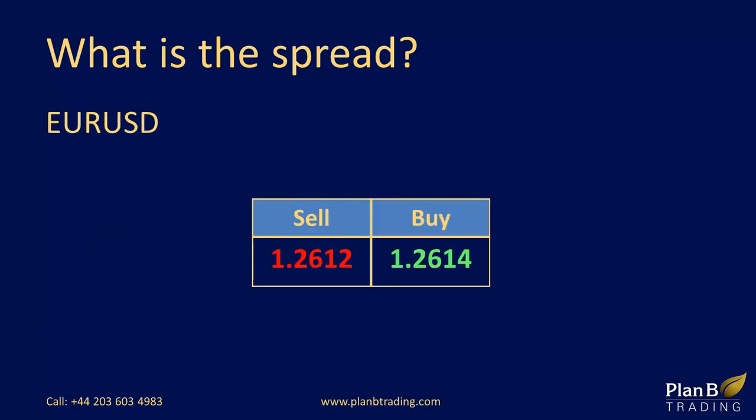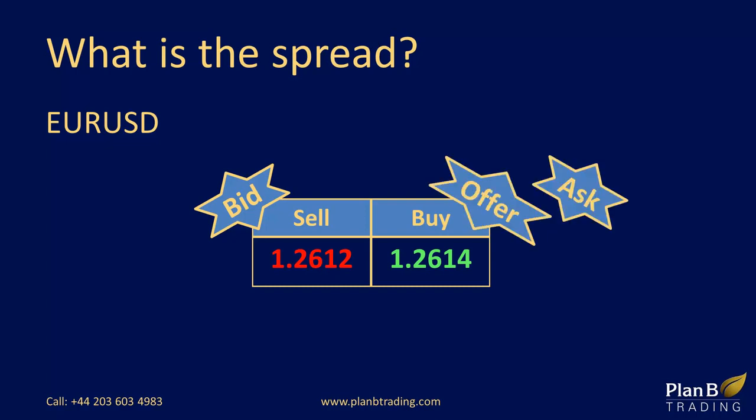Let's look at some examples. These are the prices at which I can buy and sell euro-dollar, the currency pairing of the euro and the US dollar. The price you can sell them to the broker is 126.12. This is the bid price, or what the broker is bidding to buy your currency. When looking at Forex charts, it is most common to have the bid price displayed. If you wanted to buy this currency from the broker, you would have to pay 126.14.